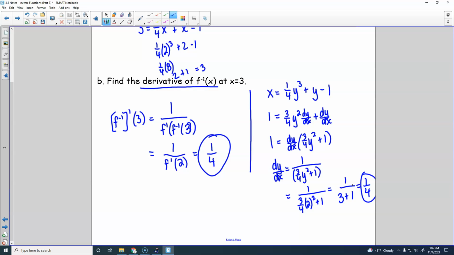Yeah. So finding the value of f inverse of 3 is required regardless of the way that you do it. You're going to have to do that one way or the other. Either way, you're going to have to find that to do either method.